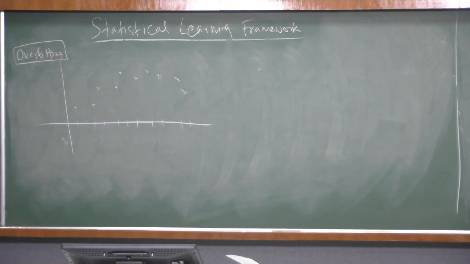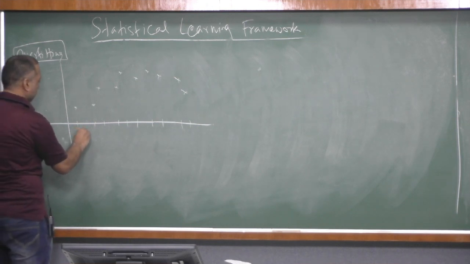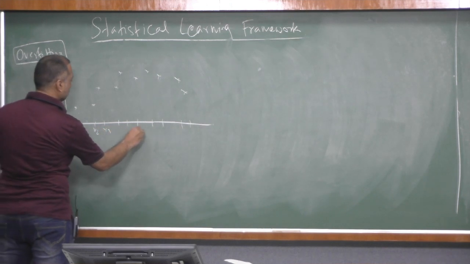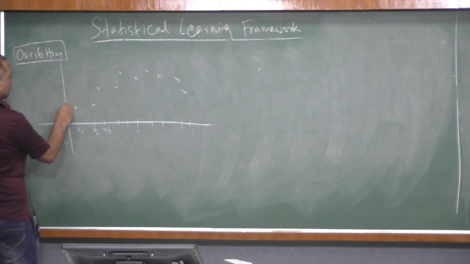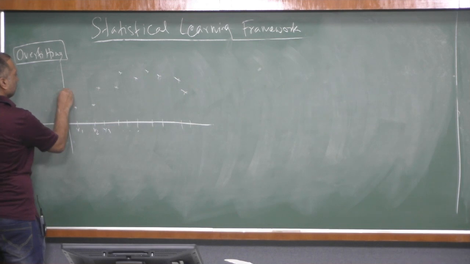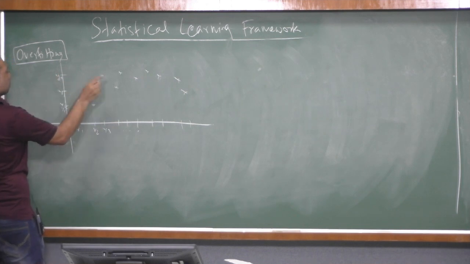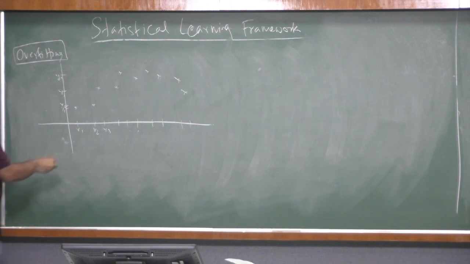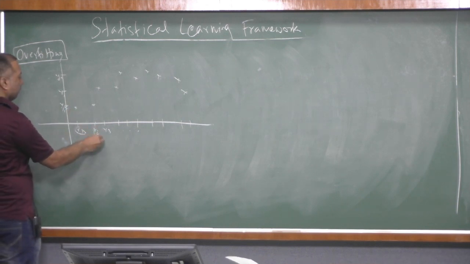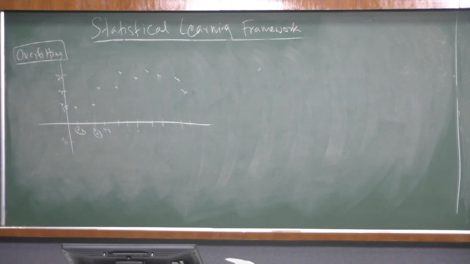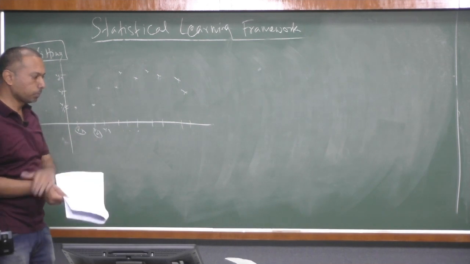So in this case these are our x1, x2, x3, and these are our y1, y2, y3, y4, and so on. For a given x1 I have y1, given x2 I have y2, and so on. So here, for a given training data we are asking what would be the hypothesis.